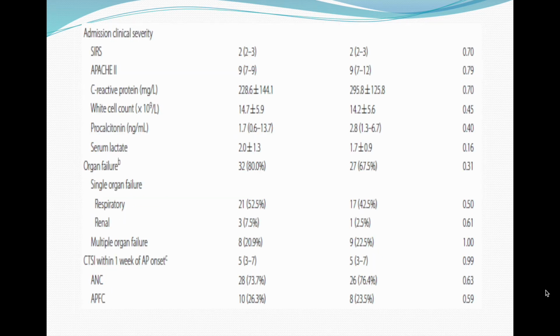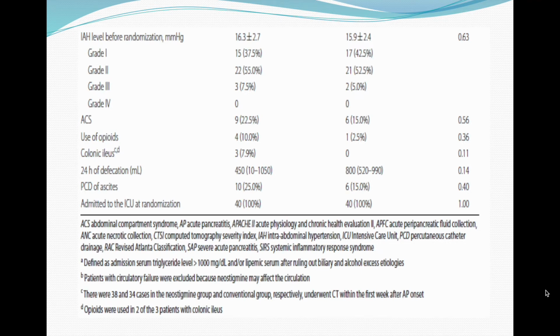Admissions, clinical severity like SIRS score, APACHE II score, CRP, TLC counts, procalcitonin, serum lactate, organ failure, single organ, be it respiratory or renal, or a combination of both, multiple organ failure. The CT severity score index within 1 week of AP onset was similar in both groups. There was no significant difference. The IAH level, grade 1, 2, 3, 4, also showed no significant difference. Compartment syndrome also showed no significant difference.